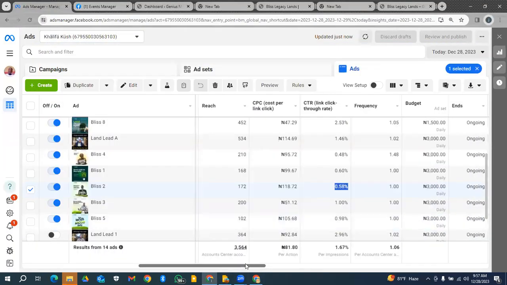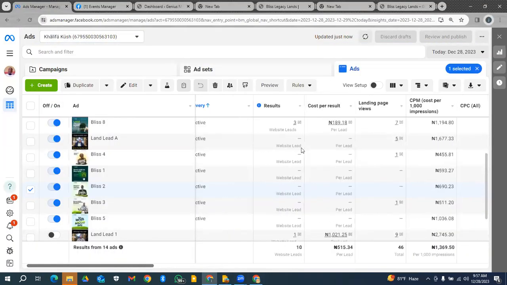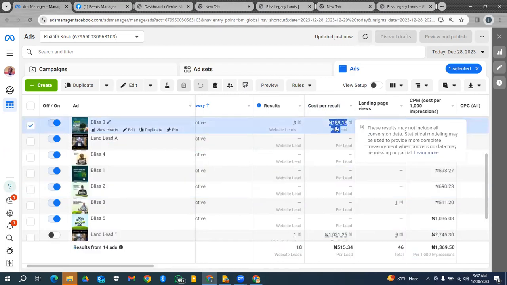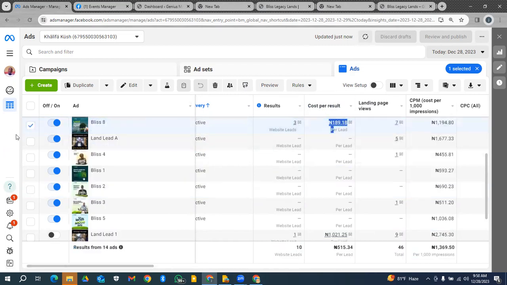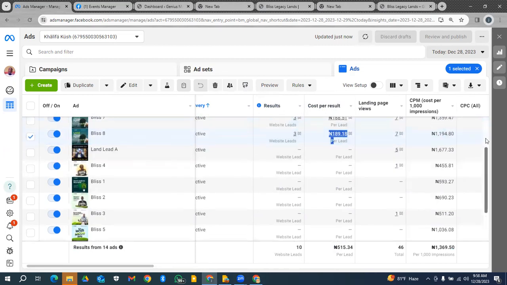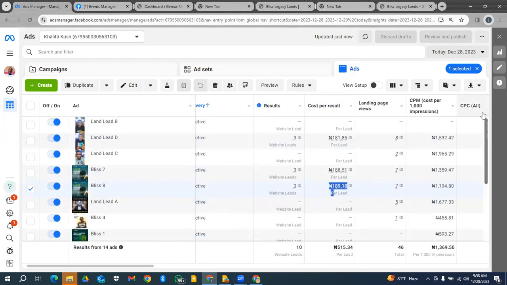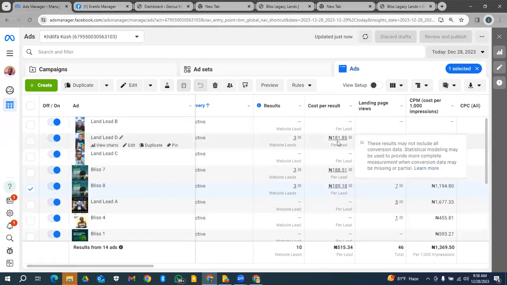So you can see here, let's go back. This is my cost per result, CPR. You can see here, I'm getting 189 naira per lead. Now, we're using a two-step funnel here, so of course they are usually costlier than a one-step funnel. And apart from the two-step funnel, we are also asking people to fill in their information, right? And the information must be correct before they can proceed.